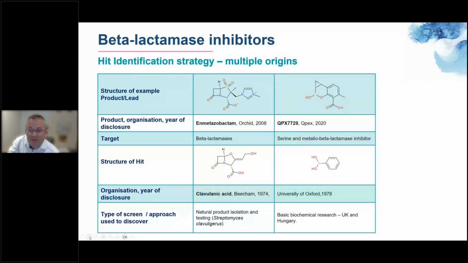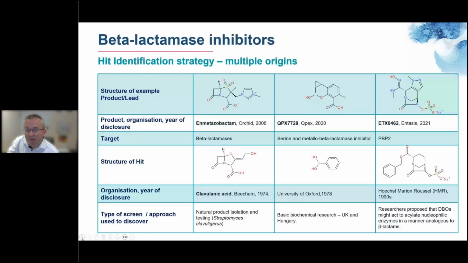The second class came from biochemical research in the 1970s, and the discovery that boric acid, in fact, and aryl boronic acids could inhibit beta-lactamase enzymes. Indeed, on and off research into this area led eventually to several products, and also this clinical compound shown here from Venatorx, which looks a very nice compound. And let me go back one.